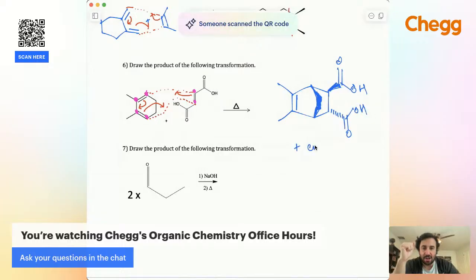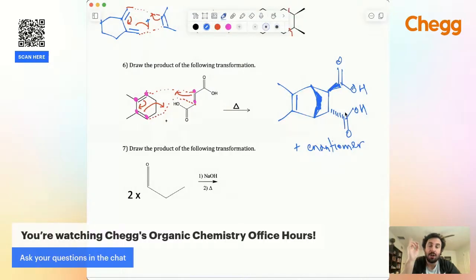And we have to acknowledge that we're going to get a racemate here. We're going to get a racemic mixture because we could have the wedge bond up here and the dash bond down there, or the dash bond up here and the wedge bond down there. And those would be different molecules, right? There's no internal symmetry there that would render those two the same thing. So those are two different stereoisomeric possibilities.